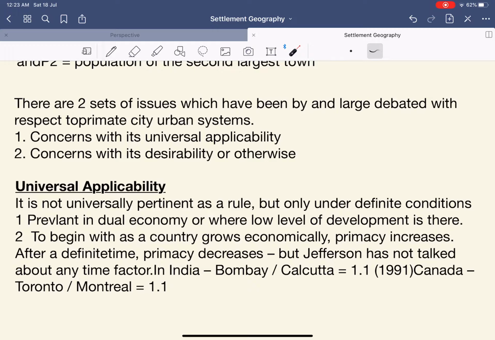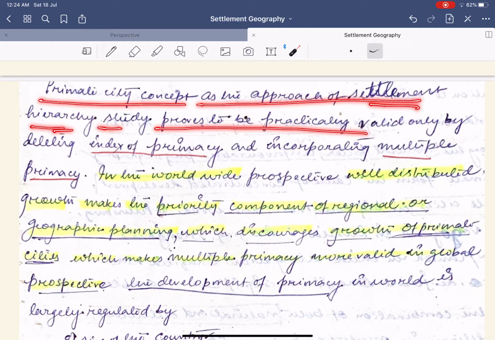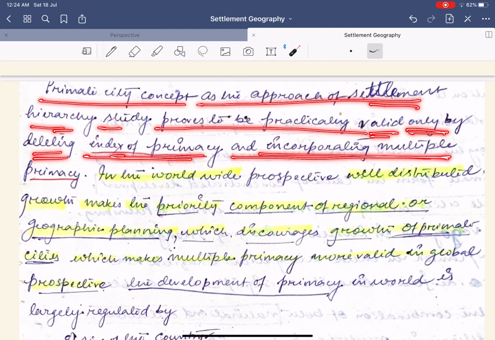So basically, now let us analyze how far this primate city concept is applicable. The concern with respect to universal applicability and the concern with respect to desirability. Desirability means how far a primate city is important or whether we need it. Now, understand this. The primate city concept as an approach of settlement hierarchy study proves to be practically valid only by deleting the index of primacy and incorporating multiple primacy.